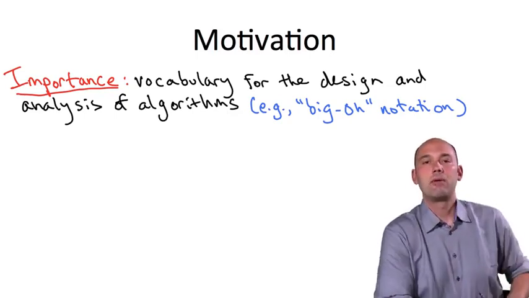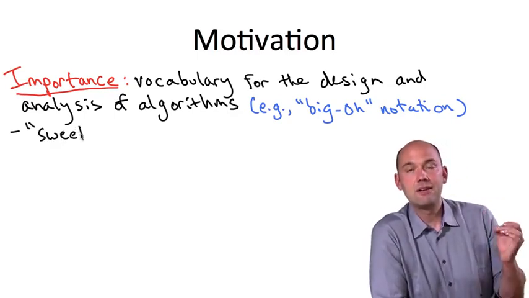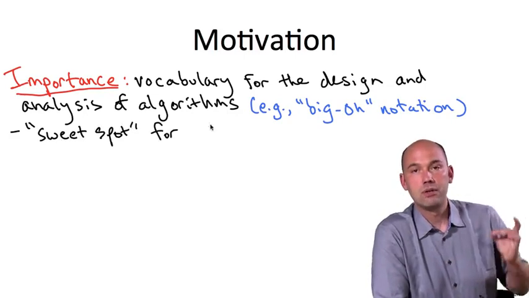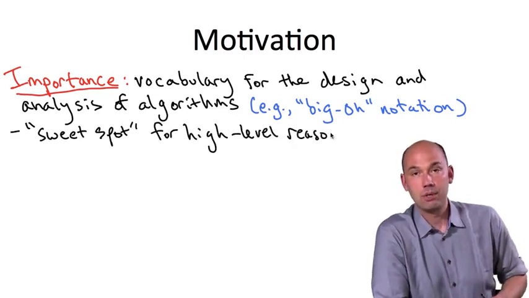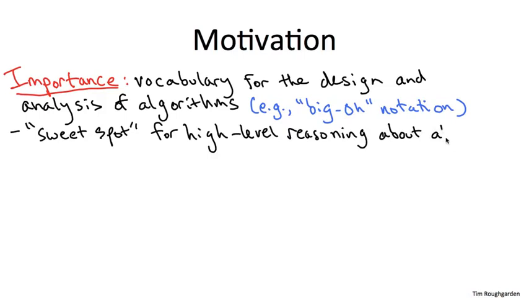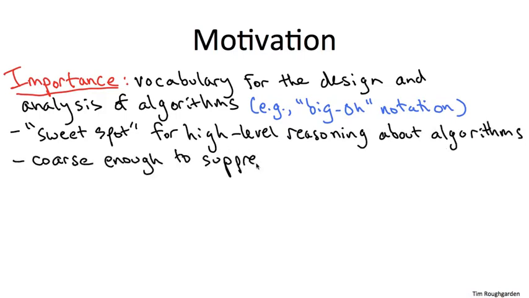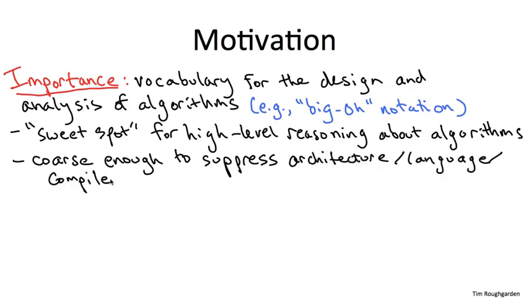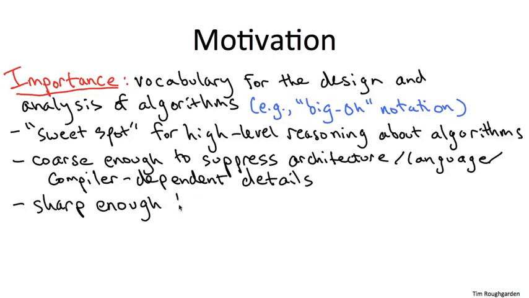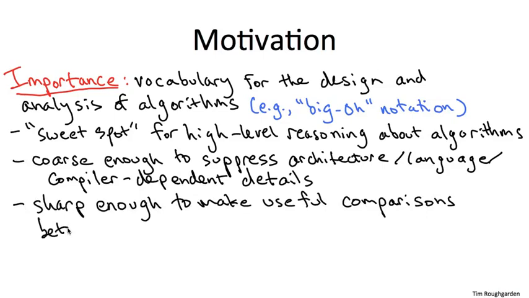The reason this vocabulary is so ubiquitous is that it identifies a sweet spot for discussing the high-level performance of algorithms. What I mean by that is it is, on the one hand, coarse enough to suppress all of the details that you want to ignore. Details that depend on the choice of architecture, the choice of programming language, the choice of compiler, and so on. On the other hand, it's sharp enough to be useful, in particular to make predictive comparisons between different high-level algorithmic approaches to solving a common problem.